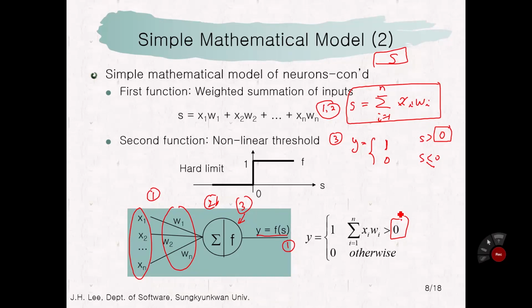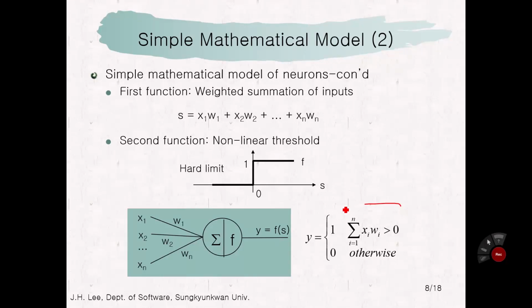Actually, I have to explain why 0 is enough. Mathematically I have to, but I will skip this because it is not so important and it is a little complex. So here, let's just remember that 0 is enough as a threshold. So simply let's set the threshold to 0, okay? So you have to remember this formula.